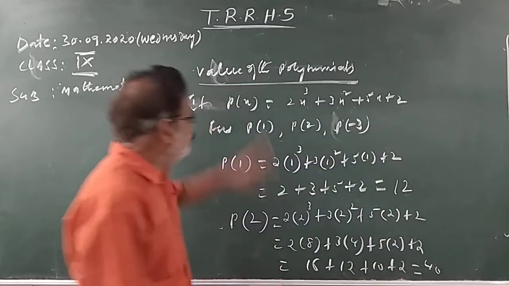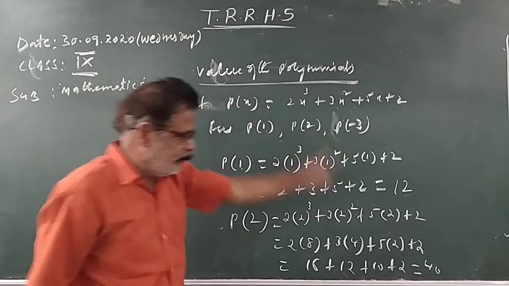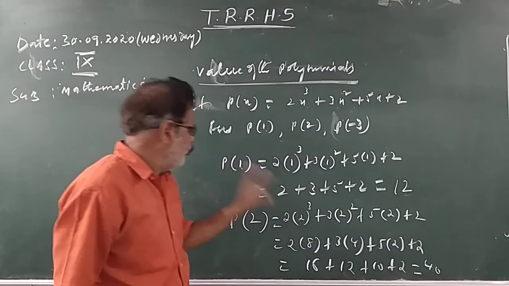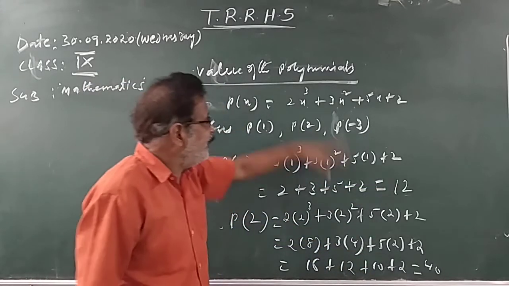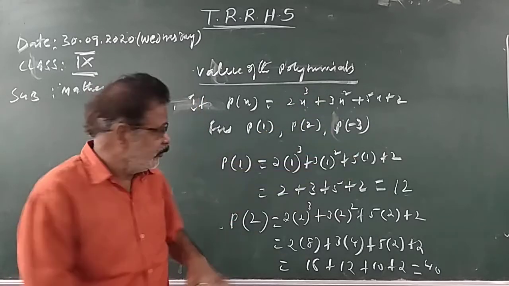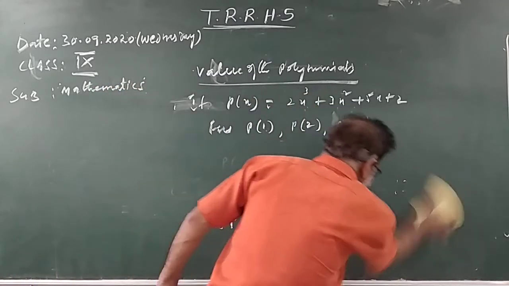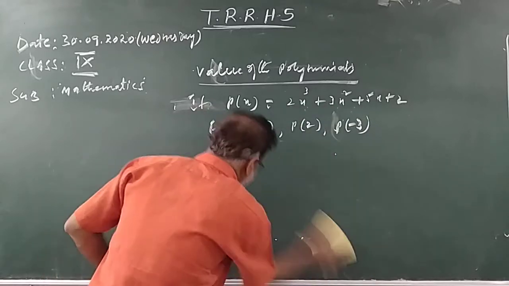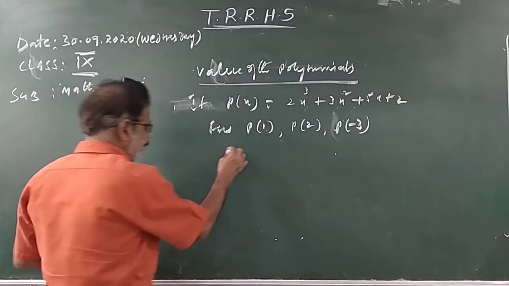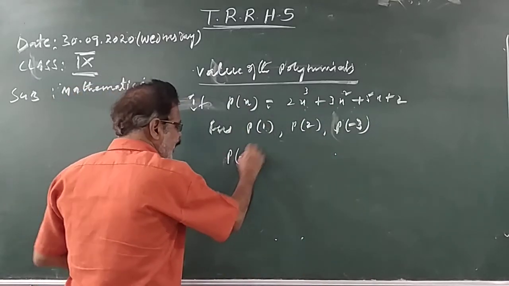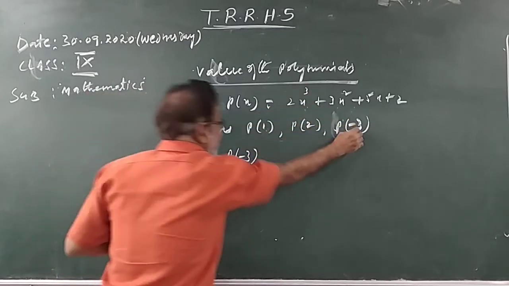The value of this polynomial at x equal to 2 is how much? 40. At x equal to 1 it is 12. Similarly, at x equal to minus 3 also you can find. At x equal to minus 3, p of minus 3.